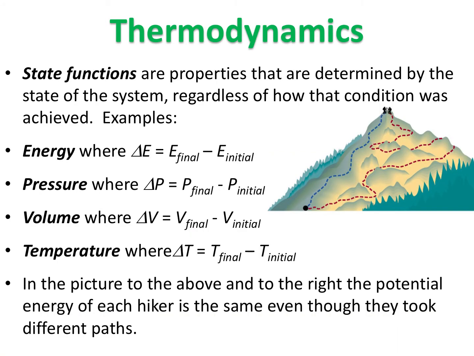In thermodynamics, state functions are properties that are determined by the state of the system, regardless of how that condition was achieved. Basically, what this means is that to know what has happened thermodynamically, we only need to know the initial and final states of the system. The path of thermodynamic changes does not influence the overall change of the system and any calculation related to that change. Examples of state functions include energy, pressure, volume, and temperature.